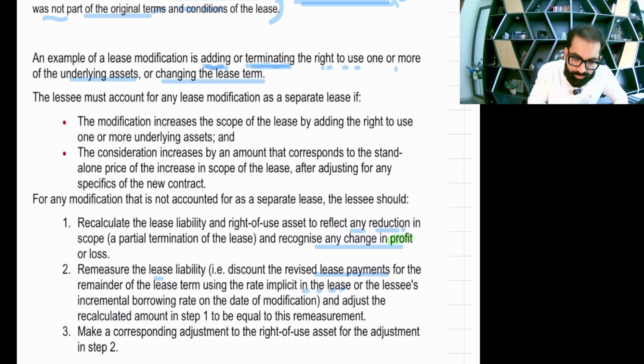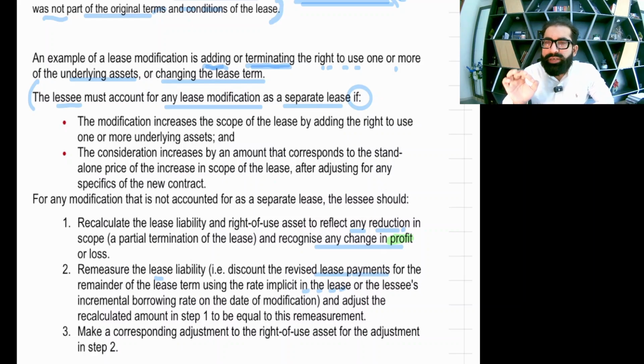Now what is the accounting treatment? We are discussing the lessee's books. They must account for any lease modification as a separate lease if, see this, if is important, these two conditions are met. The first condition: the modification increases, not decreases, the scope of the lease by adding the right to use one or more underlying assets.